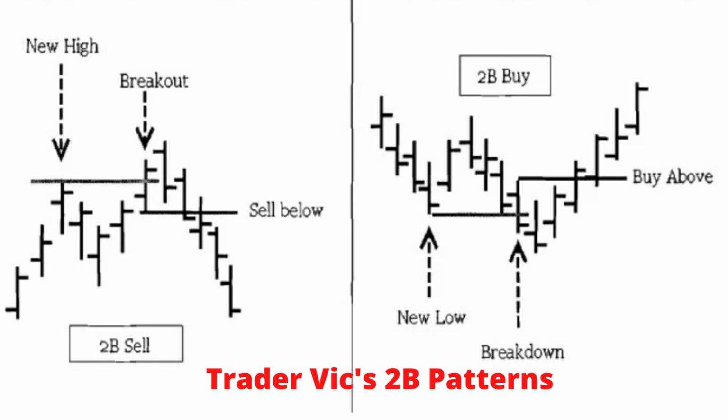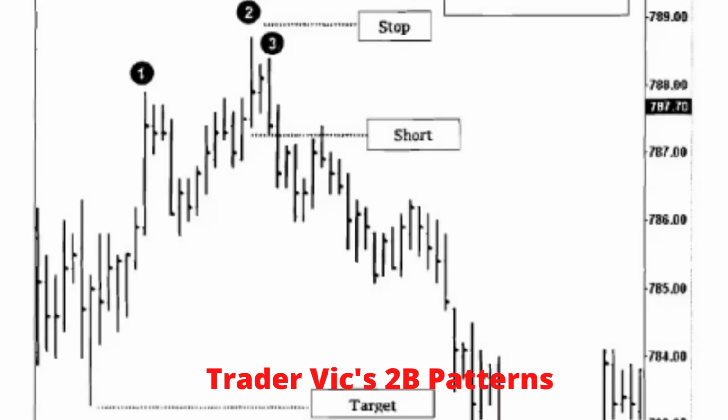Trading 2B bearish pattern. The example chart you see shows Trader Vic's 2B bearish reversal pattern from the Russell Emini 5 minute chart. The Russell made a new high at 788. Prices retraced a few bars but traded above the bar 1 low. After the pullback, the Russell rallied back to test the new high at bar 2. Within a few bars, the Russell closed below the breakout bar 2's low.